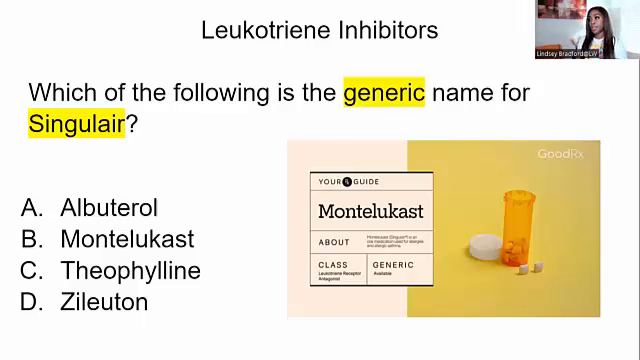Leukotriene inhibitors. Which of the following is the generic name for Singulair? Singulair. I call it Singulair. Some people call it Singulair. Some people sing it when they say it. I don't know if I can sing it like that. I probably shouldn't sing. Leukotriene inhibitors.